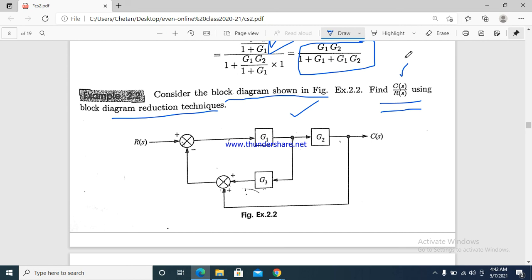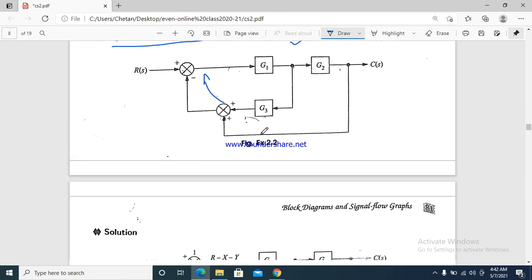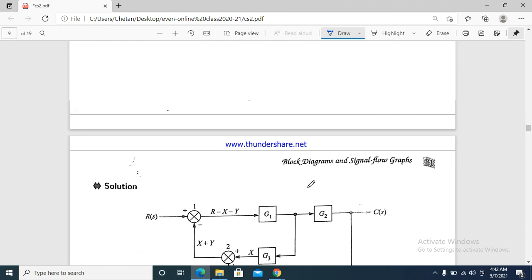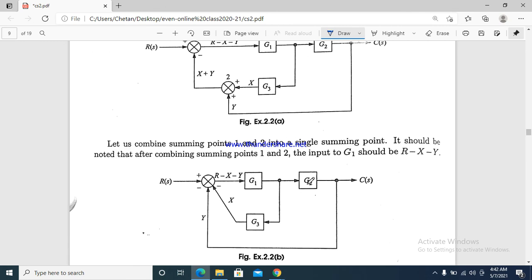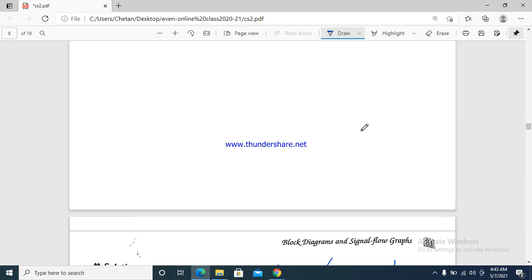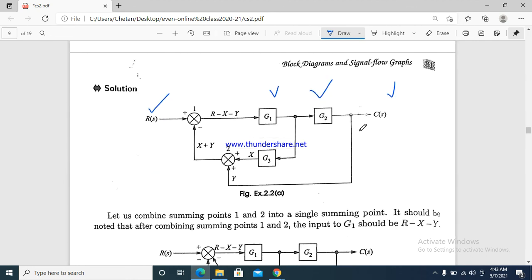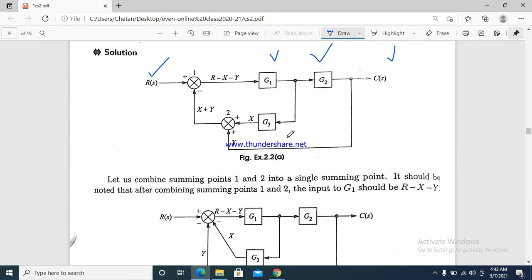First, we will see how we can simplify this problem. First, what I do, I will shift this summing element. How do I do this shifting? Here you can observe how we have shifted. Here you have R(s), C(s), G1, G2, they are given in the problem. And what signs are there? They have represented all the signs. Here you have plus, plus.